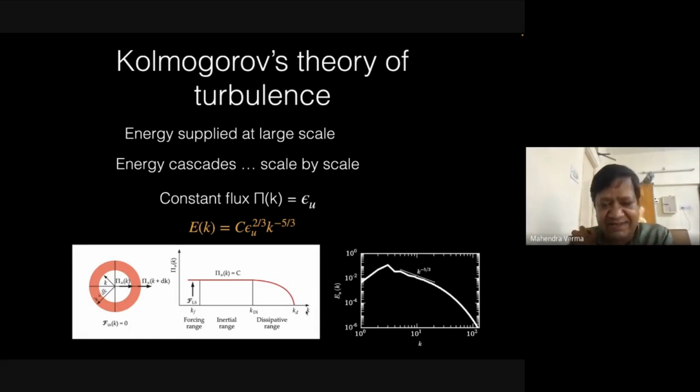Here the x-axis is the wave number. Wave number is inverse length, 1 by length. It has been observed in experiments too that there is an energy cascade, energy going across scales. Now this is a pretty interesting thing. This is not the normal flux, which is energy passing through a surface per unit time, per unit area. It is energy going from one scale to the next scale, and that energy going from one scale to the next is constant. So this constant flux, Pi(k), is epsilon_u.